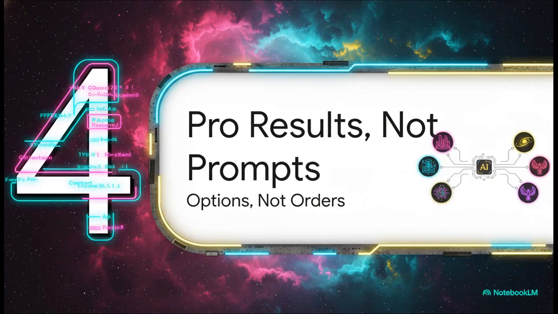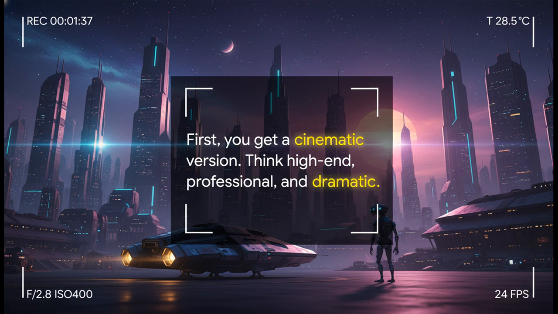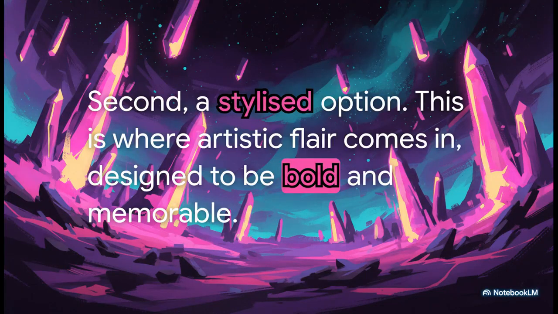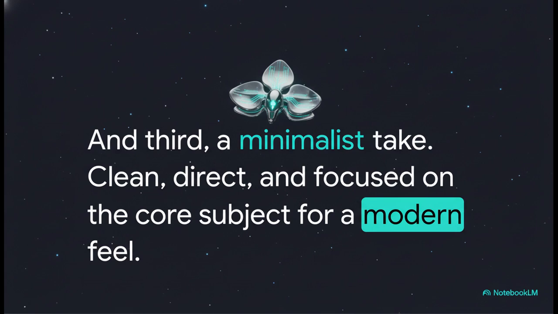Okay, so you've gone through the whole process. The architect has all the info. Now, this is where it gets really incredible. It doesn't just hand you back one single line of text. It gives you options. First up, you get a cinematic version, for that high-end, professional, really dramatic look you'd see in a movie theater. Next, it gives you a stylized option. This is where you get that artistic flair, something bold and really memorable that just pops off the screen. And third, you get a minimalistic take. This one's clean, it's direct, and it's really focused on your core subject for that modern, elegant vibe.